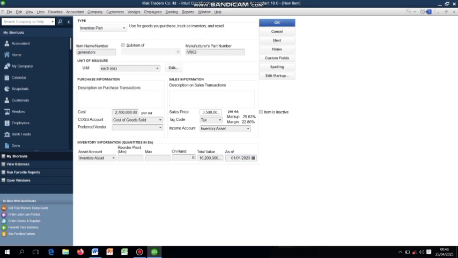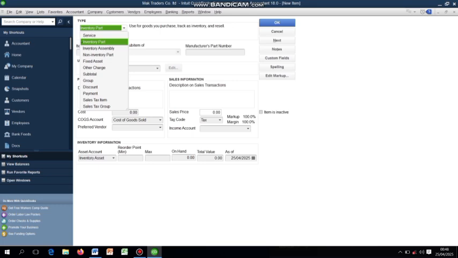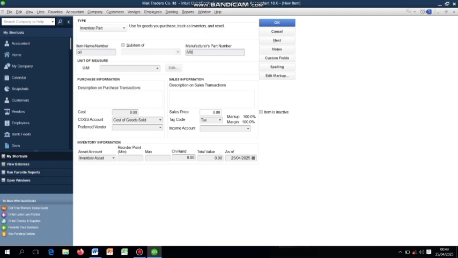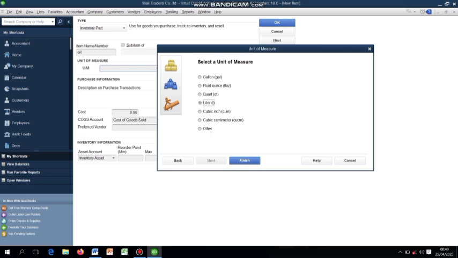So I'll come here and press OK. It is also then added. I'll still come and add a new inventory item, an inventory part. I'll say oil. I'll come to the manufacturer part number. It will be IV003. I'll come to the unit of measure. I'll add a new one. It is in volume, counted in liters.